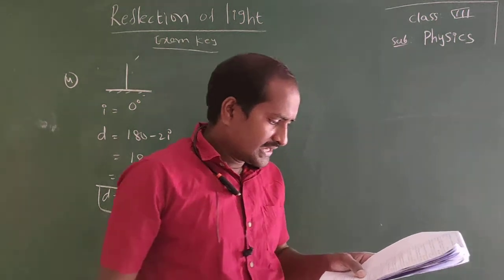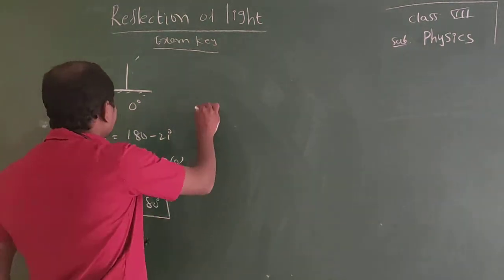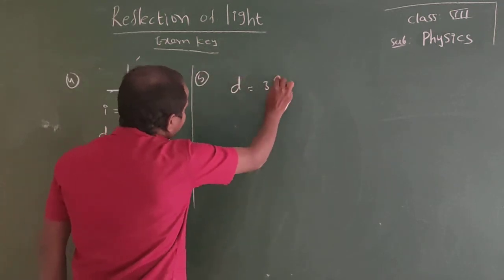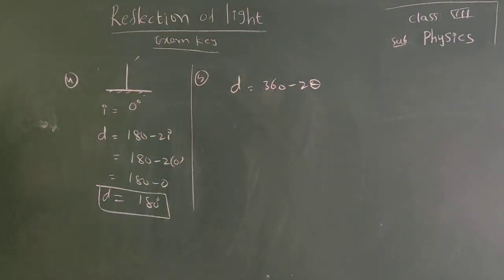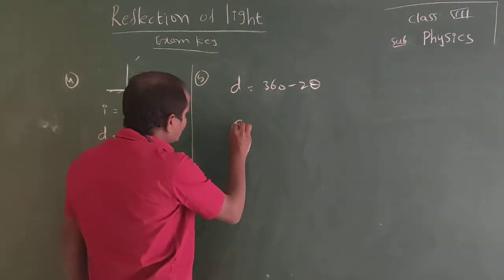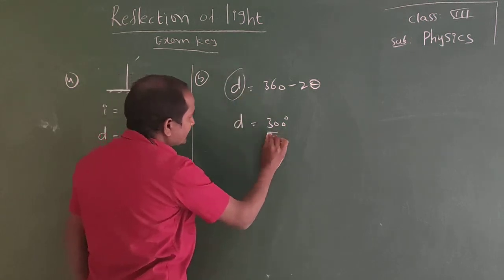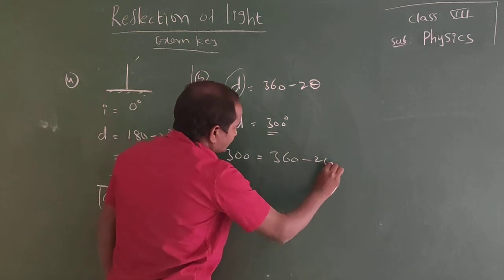Next, a ray reflected successively from two plane mirrors, incident at a certain angle theta, undergoes a deviation equal to 300 degrees. Then find the angle theta. The reflection takes place on two plane mirrors, then the angle of deviation D equal to 360 minus 2 theta. But here the angle of deviation is given, D equal to 300 degrees. So in the place of D, we can write 300. So 300 is equal to 360 minus 2 theta.